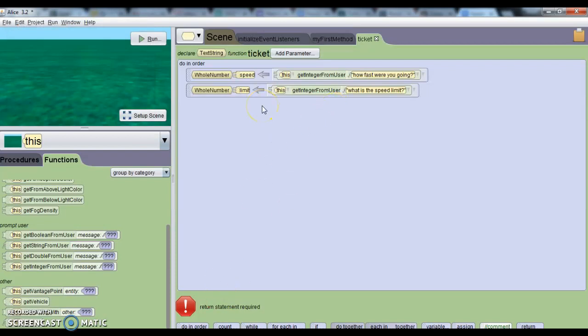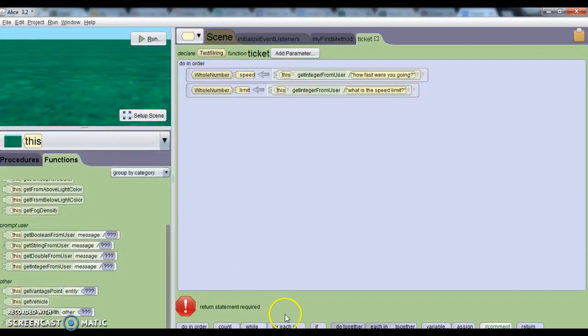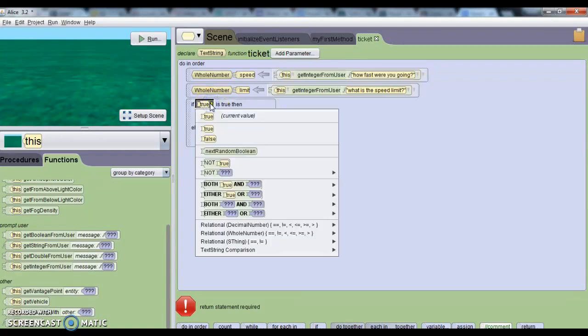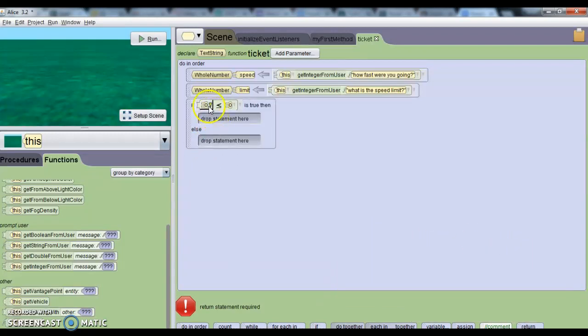Now, the next thing you have to do is determine if you were going under the speed limit or at the speed limit, you get no ticket. So, we definitely need an if statement. And if you were going less than the speed limit or at the speed limit, there's no ticket. So we're comparing whole numbers, if something is less than something else. For now, I'll just do 0 is less than or equal to 0. Okay?